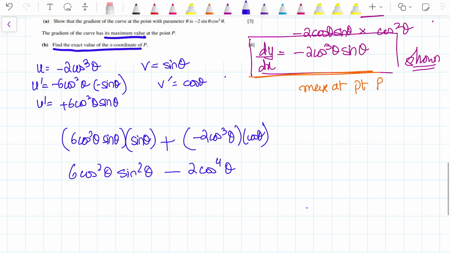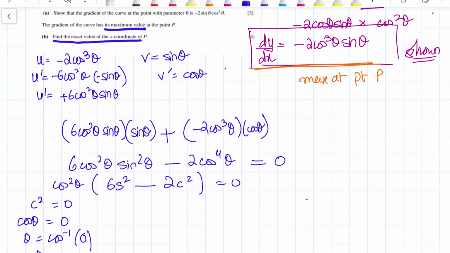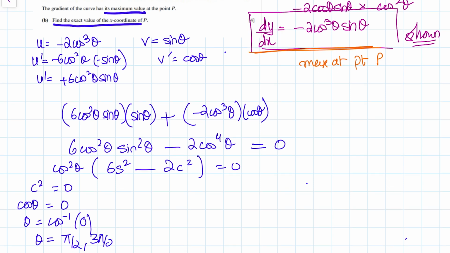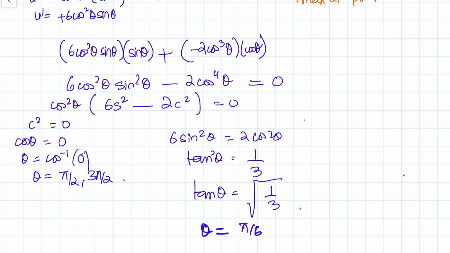And since they want the maximum value, put the differential equal to 0. Now let's take cos square common out. 6 sine square minus 2 cos square equal to 0. Cos square is equal to 0, so cos theta is equal to 0. Theta is equal to cos inverse 0. Theta becomes pi by 2 and 3 pi by 2. Okay, now here 6 sine square theta is equal to 2 cos square theta. Sine square upon cos square is tan square theta, 1 upon 3. Tan theta is equal to under root 1 upon 3. Tan inverse 1 upon under root 3 is pi by 6.